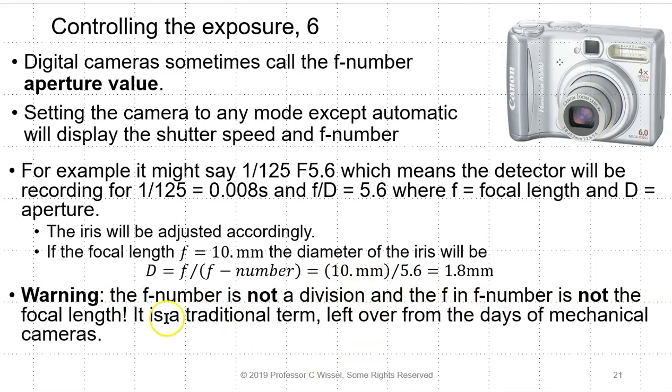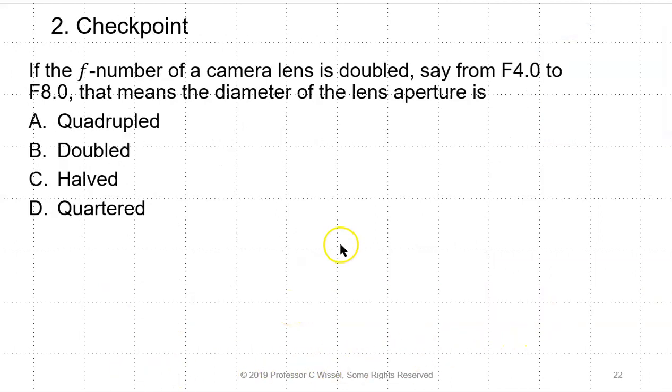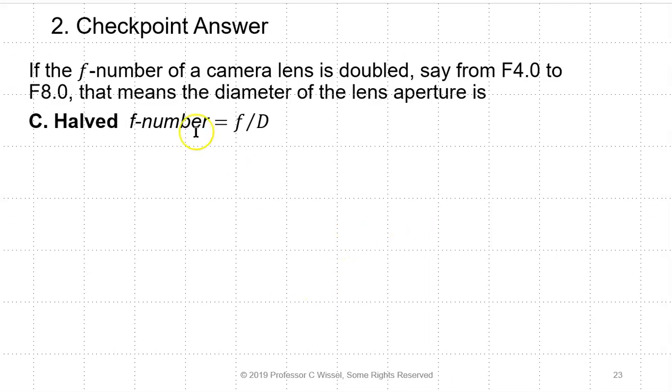Again, be careful with this. F number is not a division, and it's not the focal length. If the f number in a camera lens is doubled from, say, f4 to f8, what does that do to the diameter of the lens aperture? It's going to be halved. The f number is f divided by d, and if you double the f number here, the focal length is, of course, fixed.